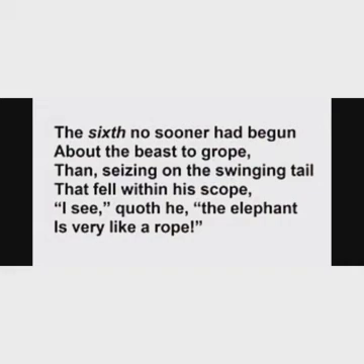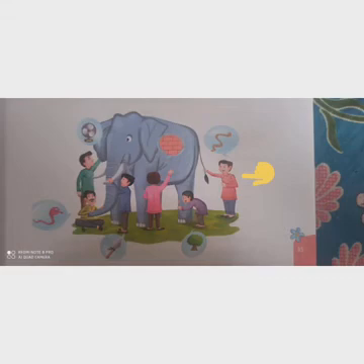Where does he touch? Yes, he touched the swinging tail. He touched the swinging tail and he said that, I see, the elephant is very like a rope. And he said that he could feel the tail, and he said that the elephant is very much like a rope. Look at the image. The sixth one who touched the tail of the elephant, he felt it was like a rope. And he said that the elephant is very like a rope.